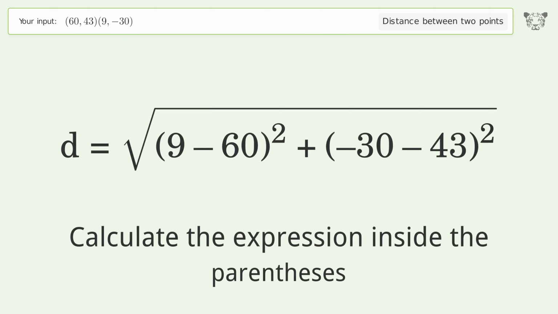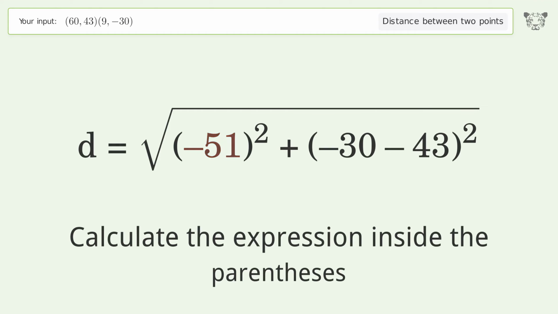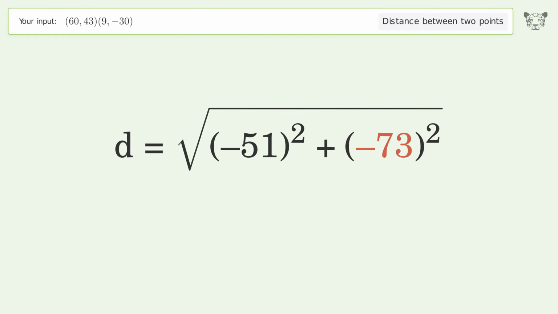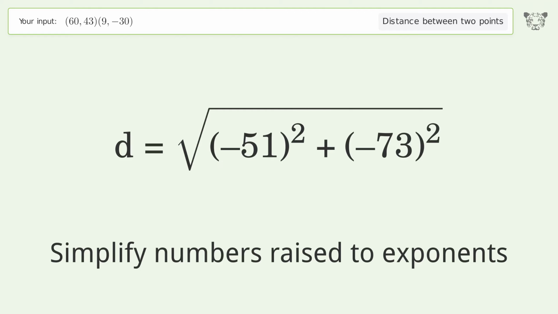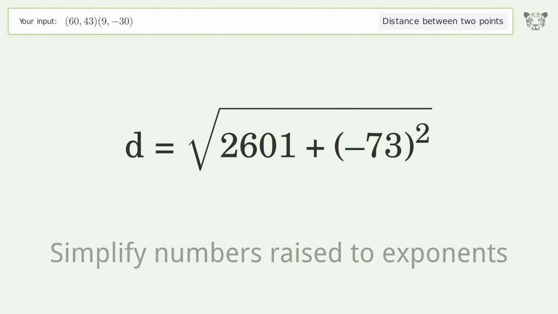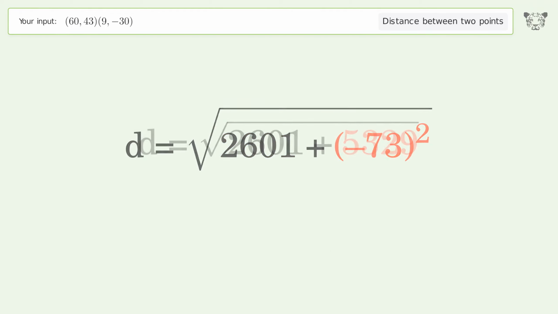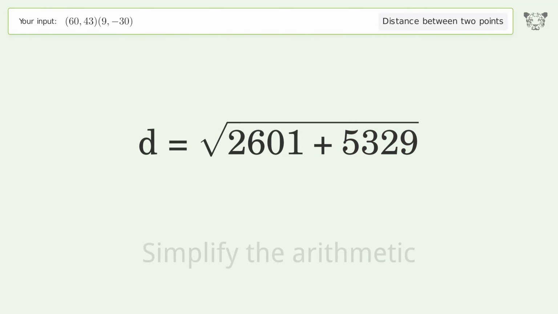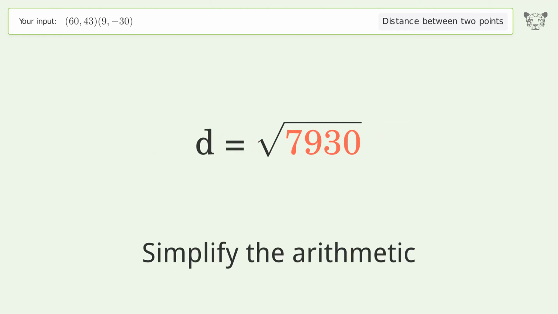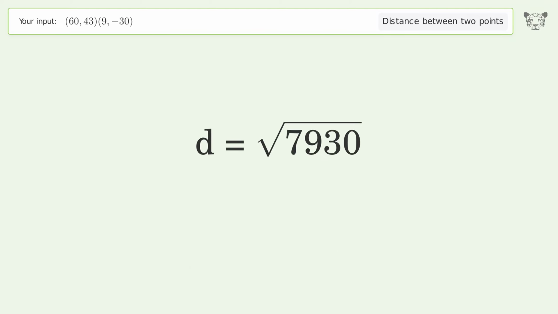Calculate the expression inside the parentheses. Simplify numbers raised to exponents. Simplify the arithmetic. And so the distance between the 2 points is the square root of 7,930, or 89.051.